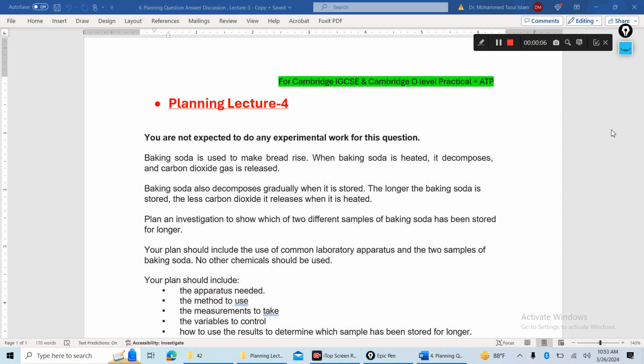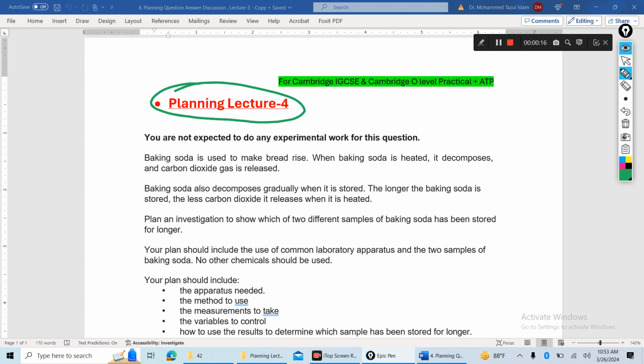Hello students, this is planning lecture 4. This is important for Cambridge IGCSE and Cambridge O-level practical paper and alternative to practical paper also. Let's move.